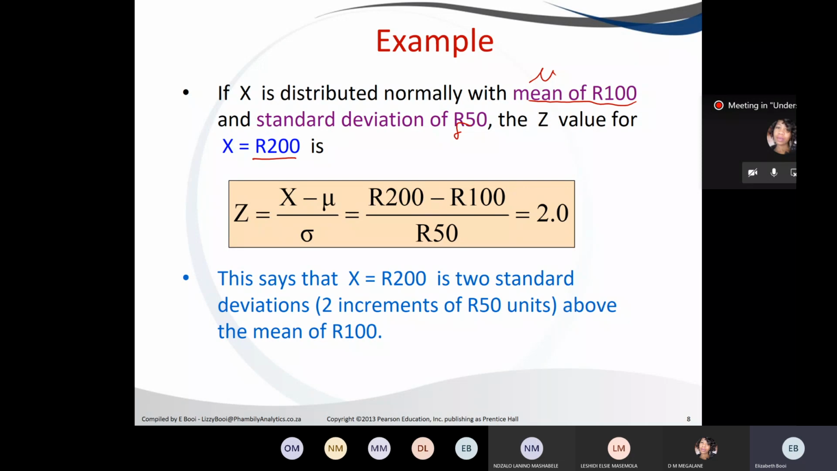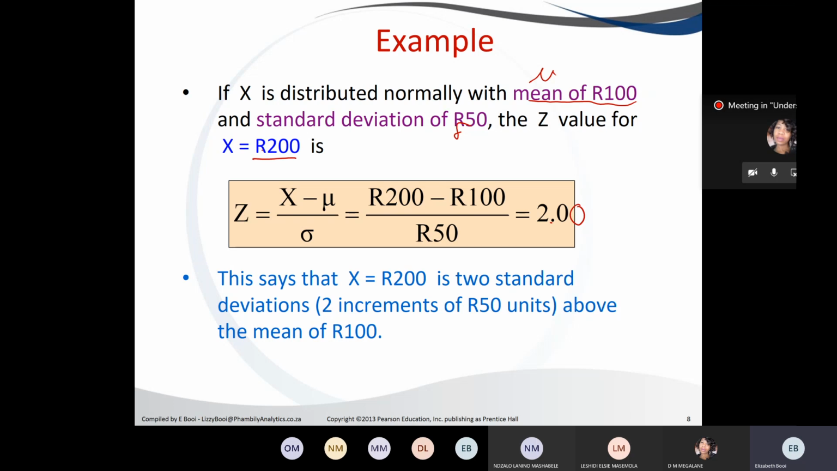So we can take our values and substitute. Our x is 200, our mean is 100, and our standard deviation is 50. 200 minus 100 is 100, divided by 50 gives us 2.0. Now, later on, we will learn that since it's a z-score, we always have to leave it at 2 decimals. So, for example, this value should have been a 2.00 as a z-score.